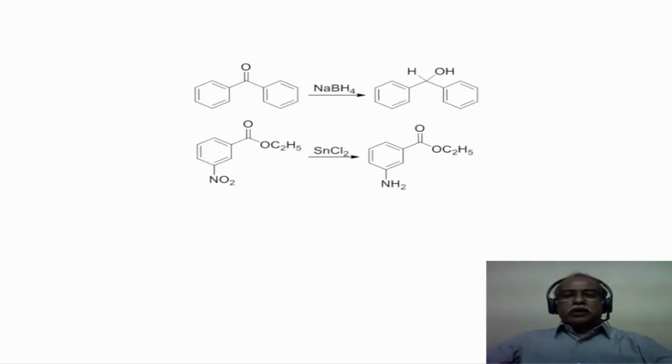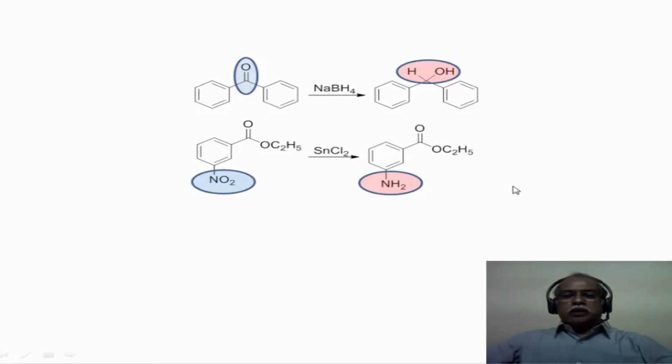Let us consider the following two reactions that are described in this slide. The first reaction is a reduction of a carbonyl functional group to an alcohol, in other words a ketone to an alcohol. The second transformation is a reduction of a nitro functional group to an amino functional group. If you look at these two reactions, they are essentially functional group transformations. One functional group is getting transformed into another functional group, and the molecular skeleton itself has very minimal change or no change at all.